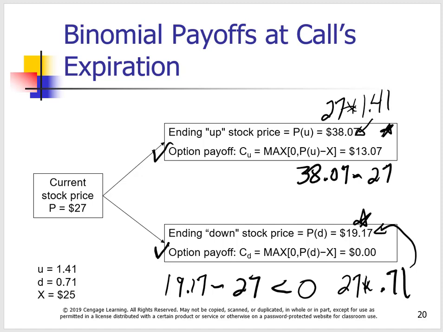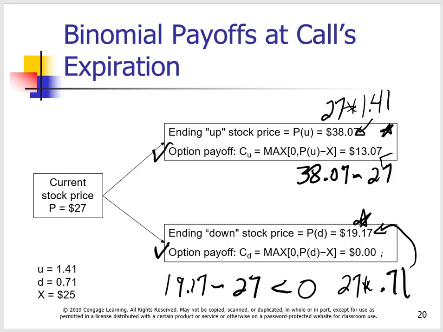Down below here, again, it should be $25, right? Minus 1 gives you $13.07. My fault. The other opportunity says that the stock price could go from 27 to 19.17. So 19.17 minus 27 is negative. So the value of the option here is 0. So the stock price is either going to be $38.07 or 19.17. The option is going to have a payoff of $13.07 or 0.